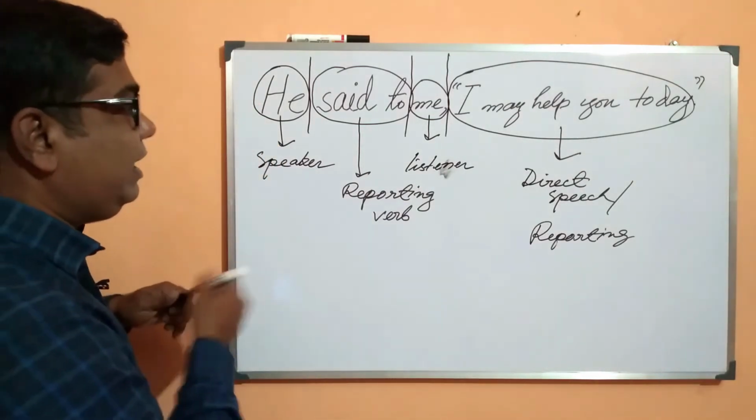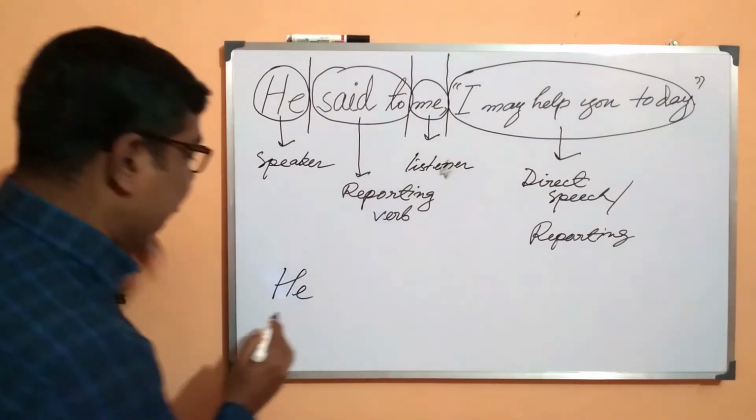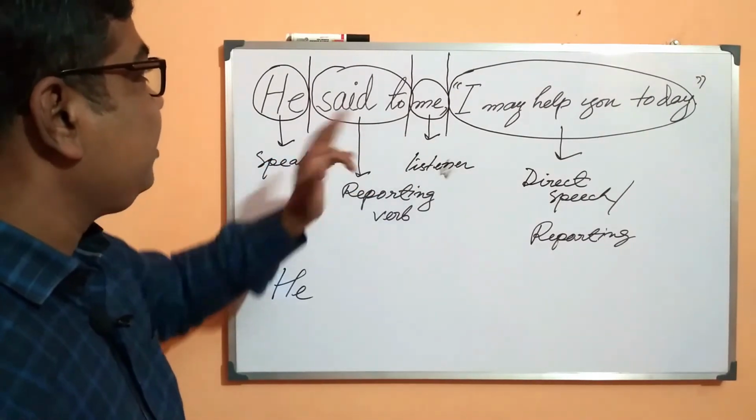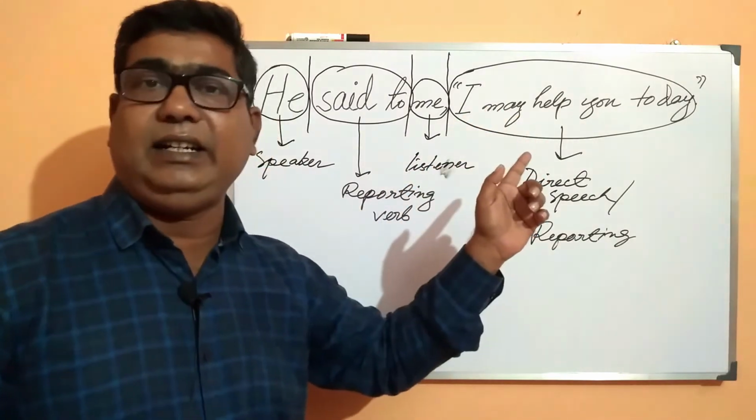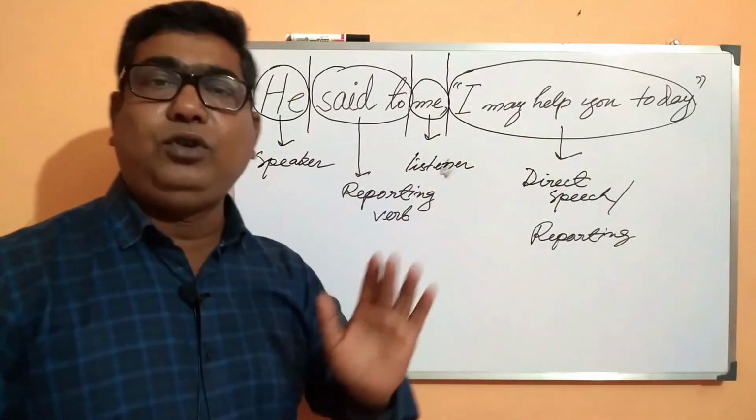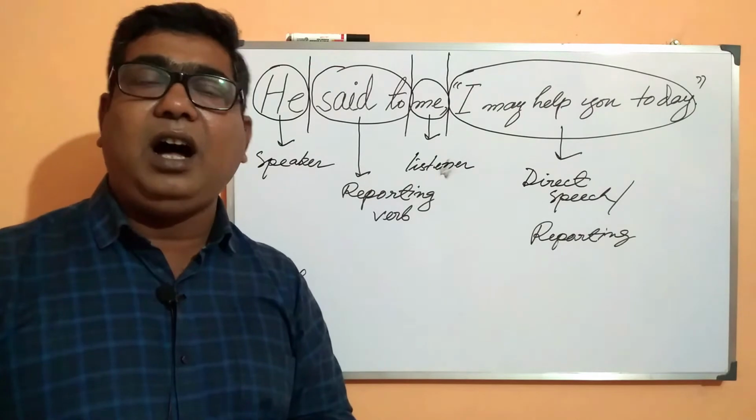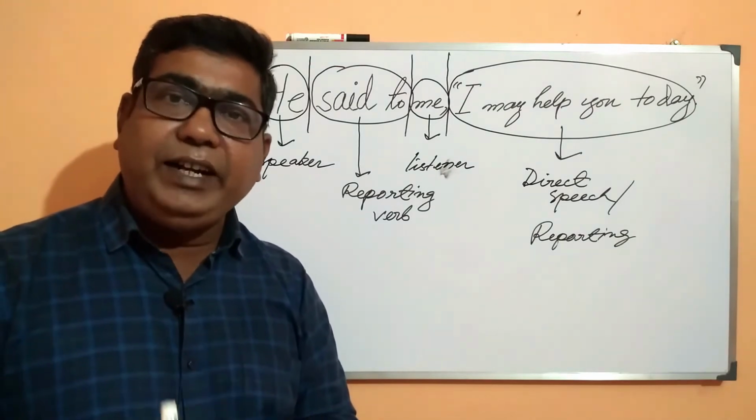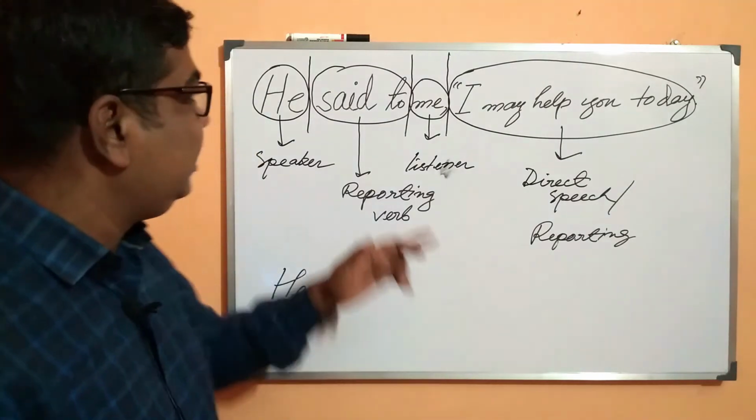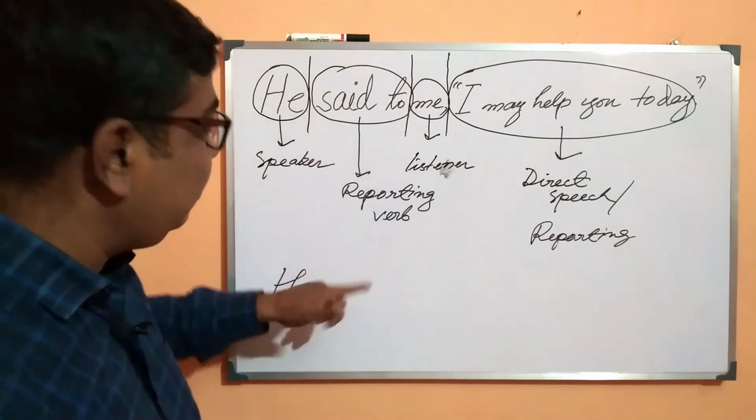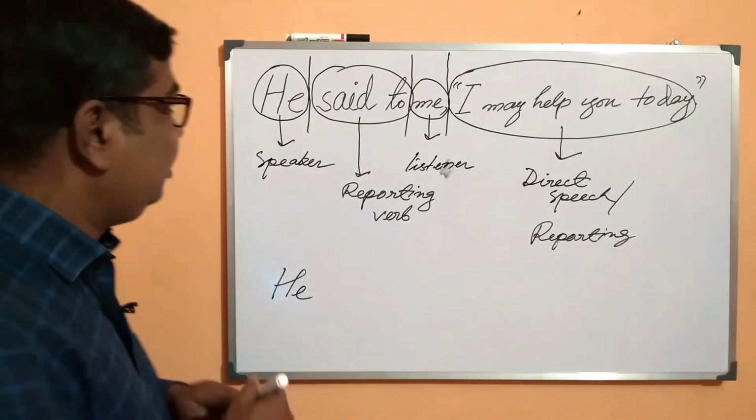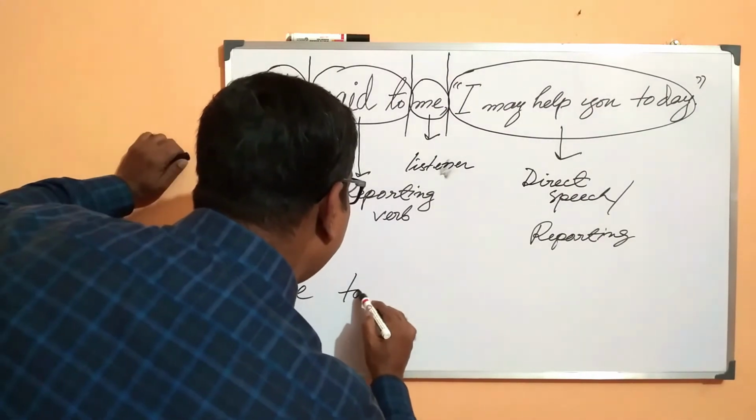First of all, we have speaker here, he, which we have written down. He will be he. Now said to me. First of all, find out the kind of sentence given to us in the question. As I have already discussed, I may help you today is absolutely a declarative sentence, no doubt about it. So if it is a declarative sentence or an assertive sentence, students, we have to remember that in every case said to will be replaced with told. So therefore, let us write told here.